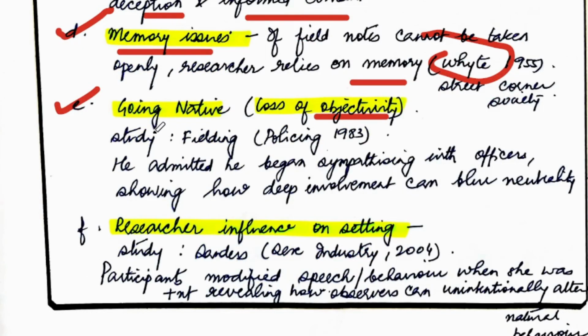Next limitation is the loss of objectivity, or we can say going native. Deep involvement can blur the researcher's neutrality. In Fielding's study of policing in 1983, he admitted that he began sympathizing with the officers whom he was studying. This shows how prolonged participation can lead to deep involvement, and that can blur neutrality.